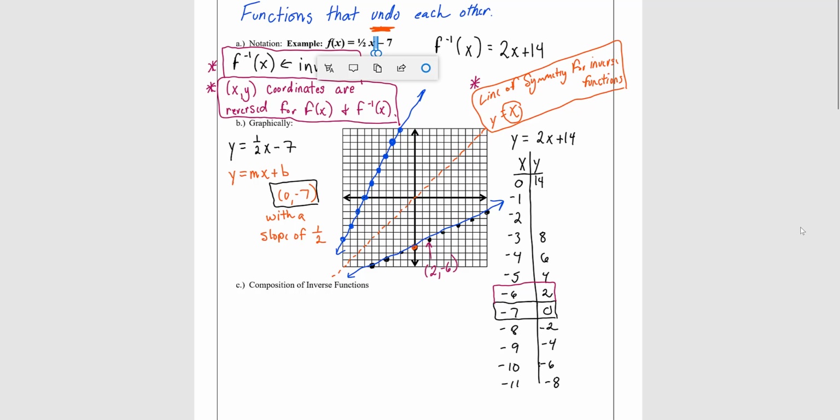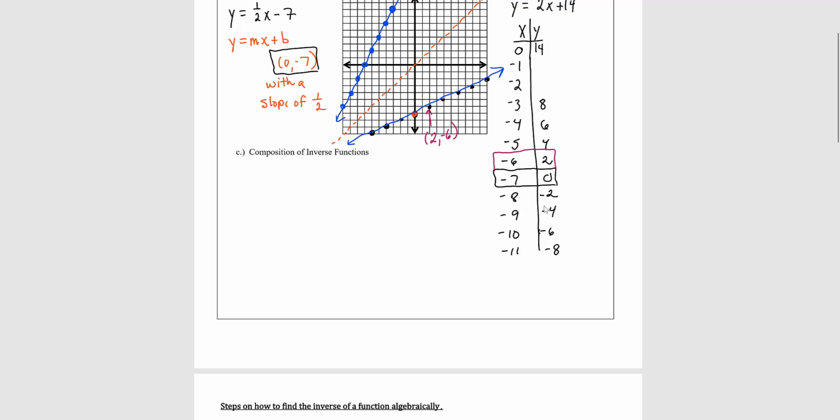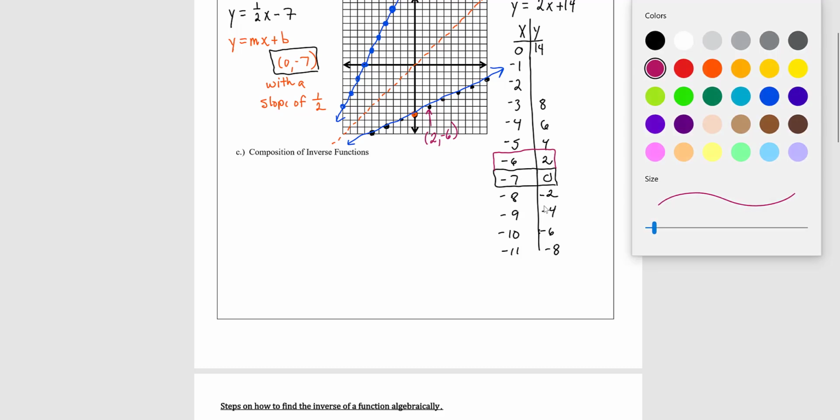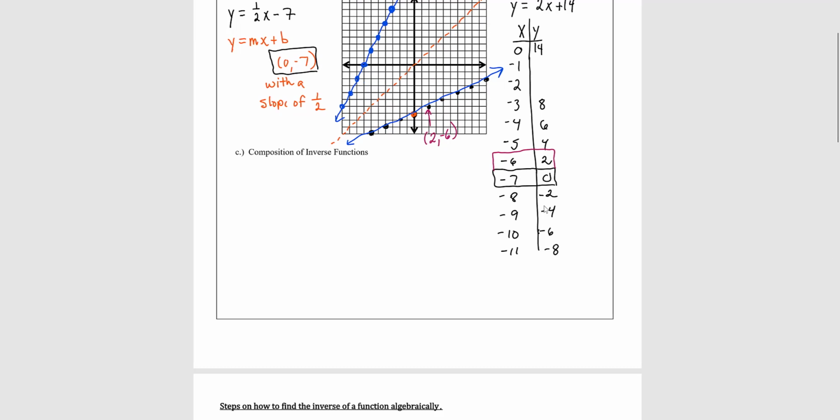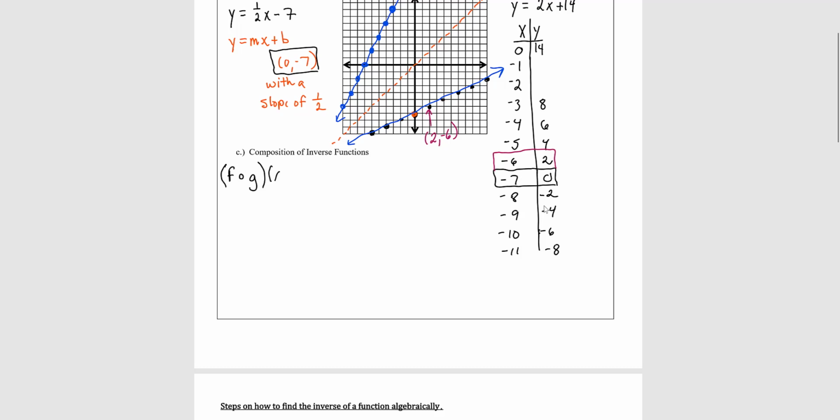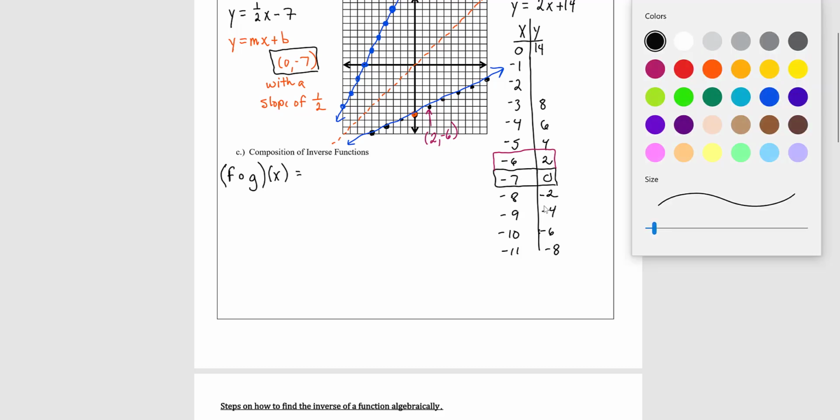All right, finally, we're going to look at a composition of inverse functions. Composition is what we talked about in the last section. But we just said these are functions that undo each other when composed upon each other. So we saw it graphically, how their line of symmetry was the line y equals x. Now we're going to see it using composition. Do you remember that open circle is the composition symbol? So we're going to compose the g function into the f function.